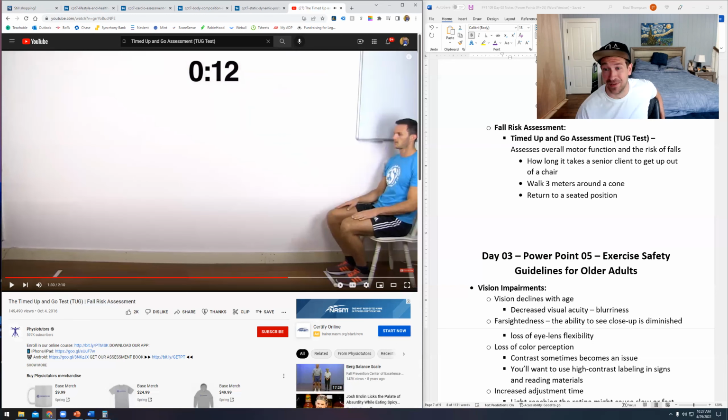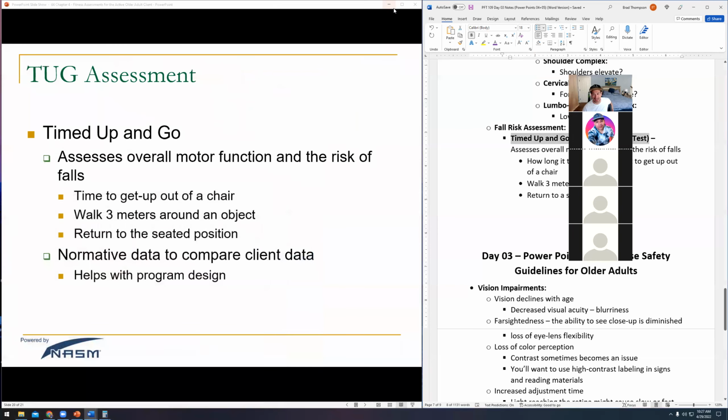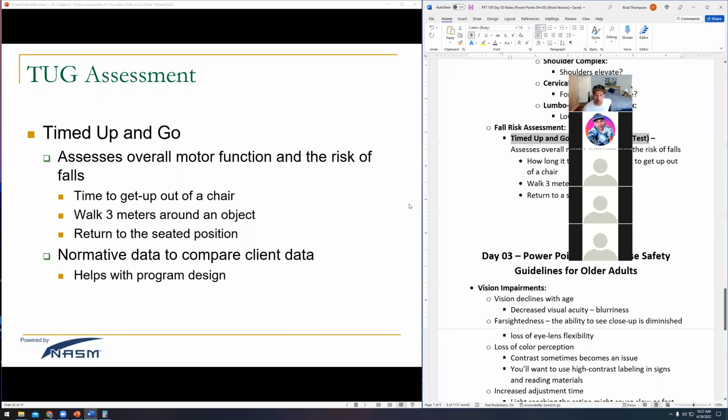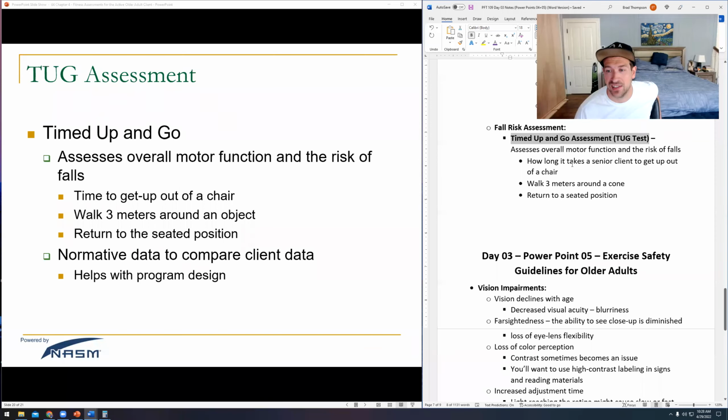That's the entire assessment. I know it's not the most athletic assessment in the world. For the record, there is a slight difference here as well. He has him just walk past the tape and turn around. NASM is going to instruct you to place a cone or an object of some type. You want to have them walk around that. But basically, this is how long it takes them to get up from a chair, walk around an object that's 3 meters away, and sit back down.